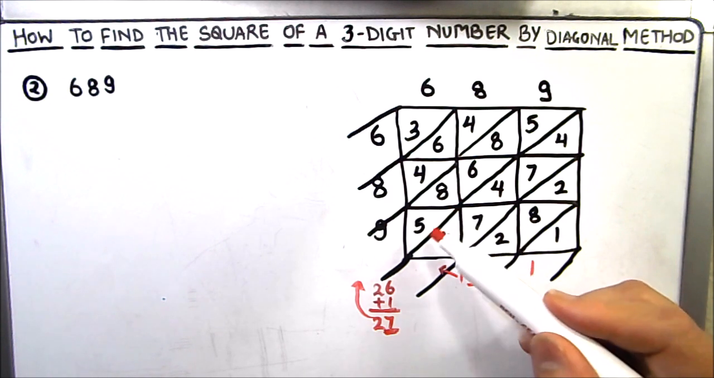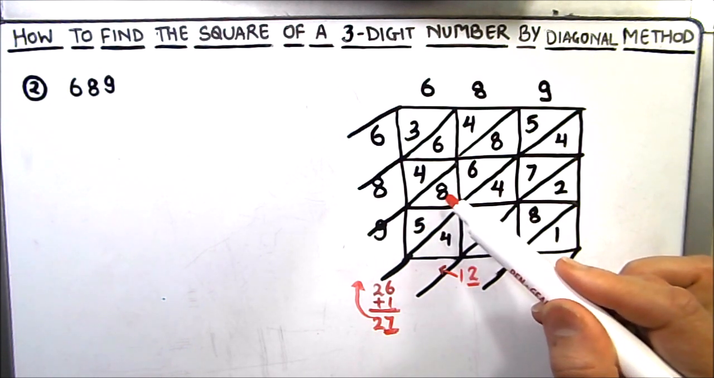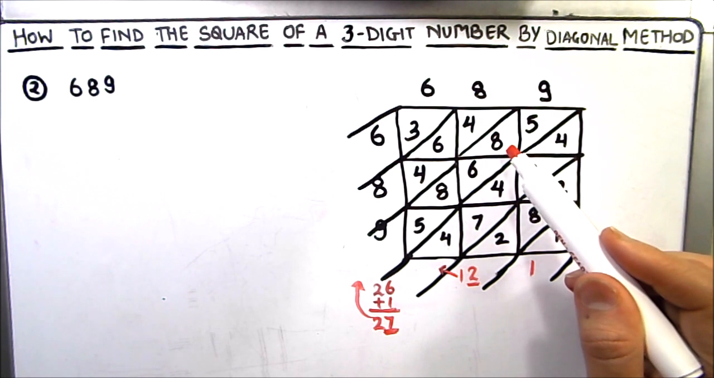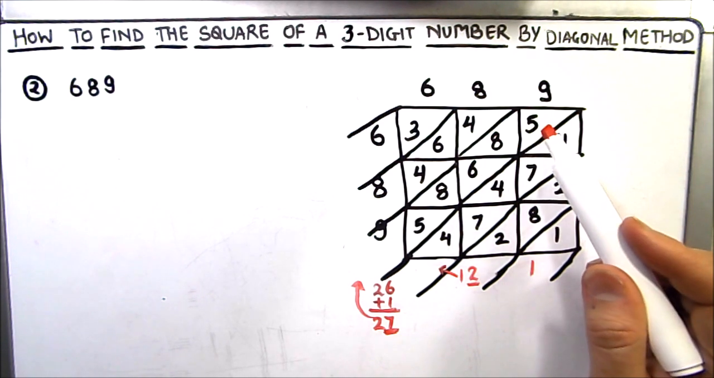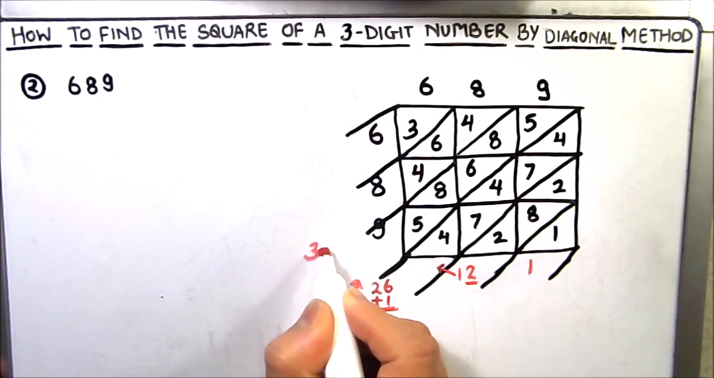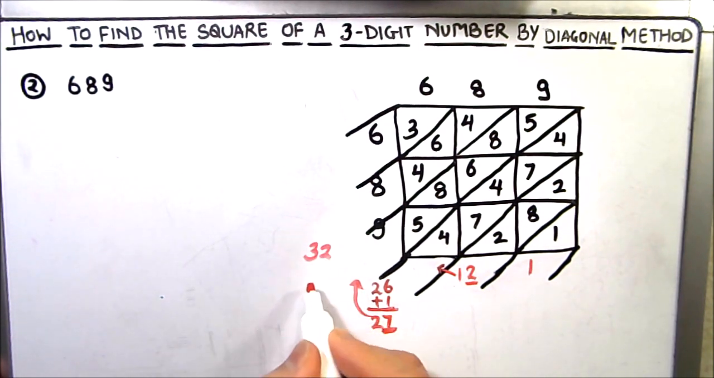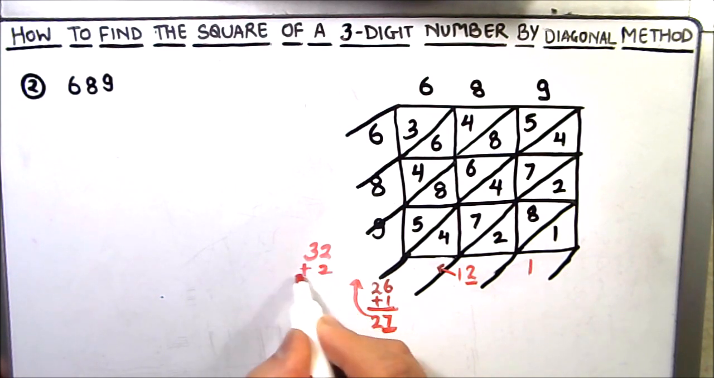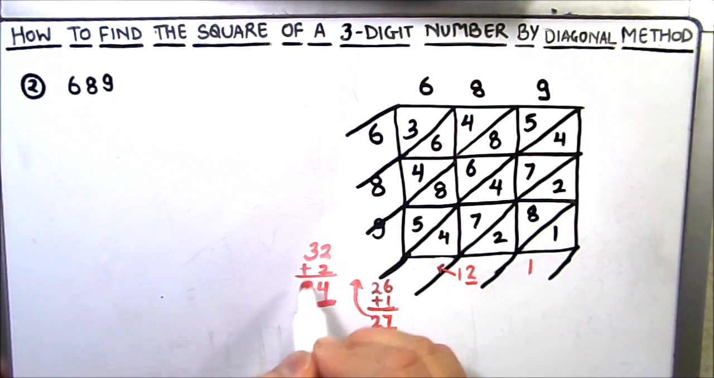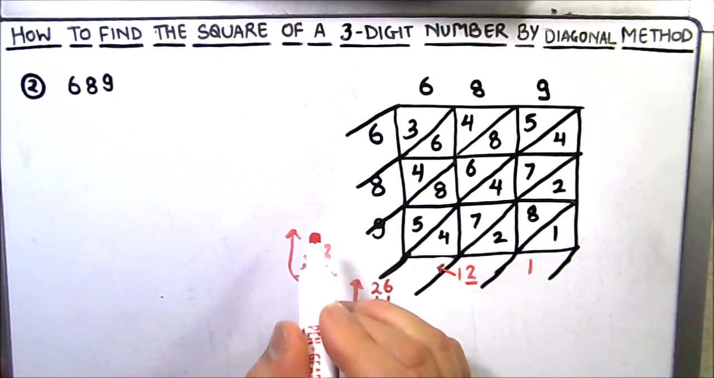So the next diagonal sum is 5 plus 8 is 13. 13 plus 6 is 19. 19 plus 8 is 27 and 27 plus 5 is 32. So this becomes 32 plus 2, which is equal to 34. So we'll underline 4 and 3 will be carried over to the next diagonal.